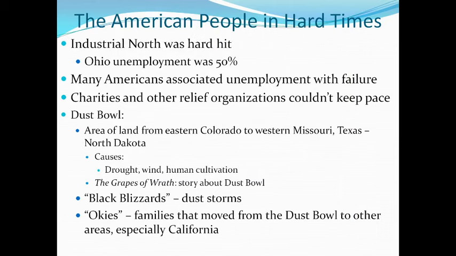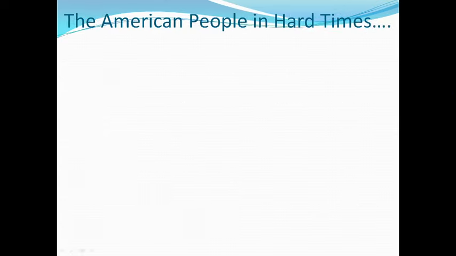And then we have this term that you should know called Okies. This is a derogatory term used by people to categorize families that moved from the Dust Bowl to other areas, to Western states, especially California. And that's what The Grapes of Wrath is about. And Okies comes from the fact that a lot of these families were moving from Oklahoma, but it also applies to anyone that fits the description of migrating westward due to the Dust Bowl and the Great Depression.